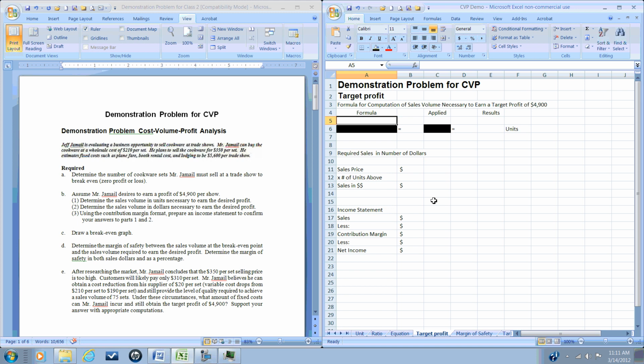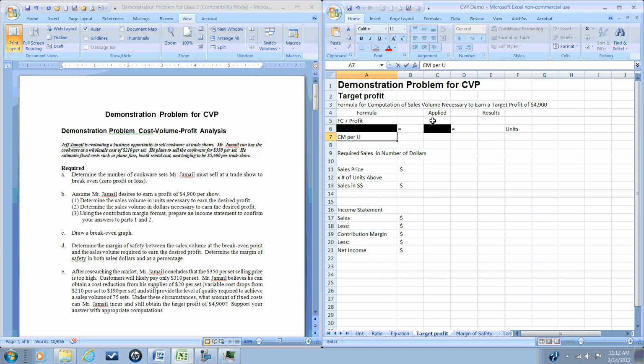So we're going to modify our CVP equation that we used for break even, and we are going to include the profit along with the fixed cost. So we're going to take the fixed cost, and to that we're going to add our desired profit. We're going to divide that by our contribution margin per unit that we determined earlier in our first break-even analysis.